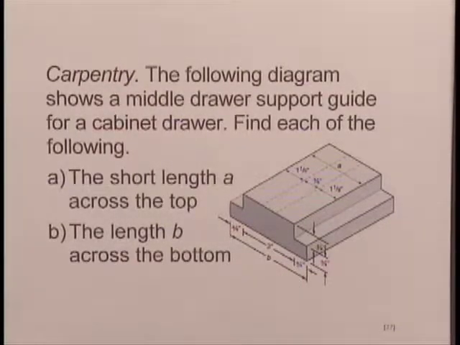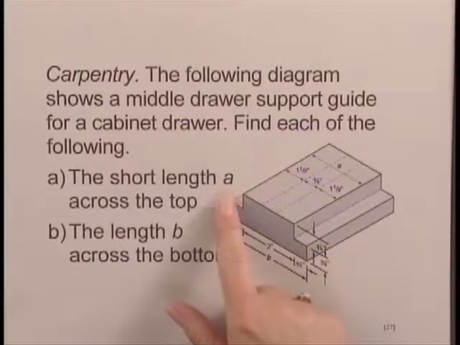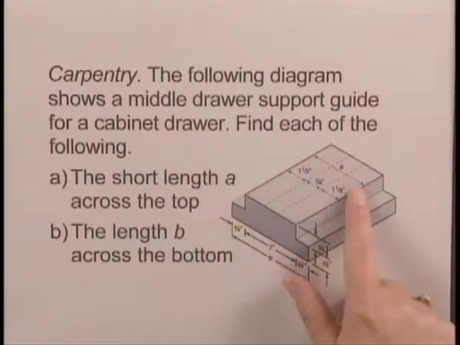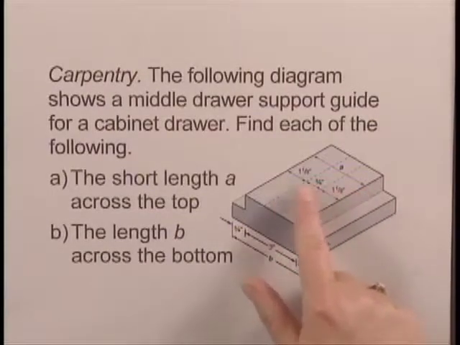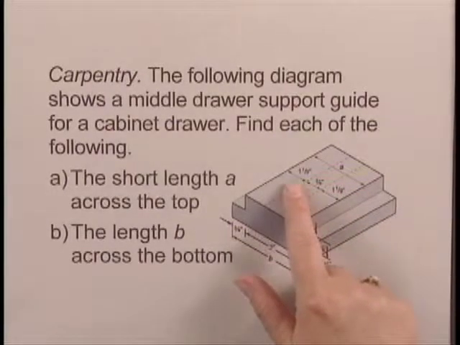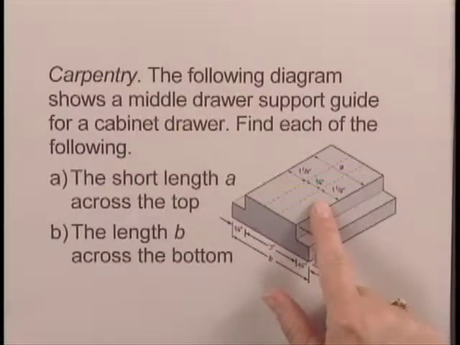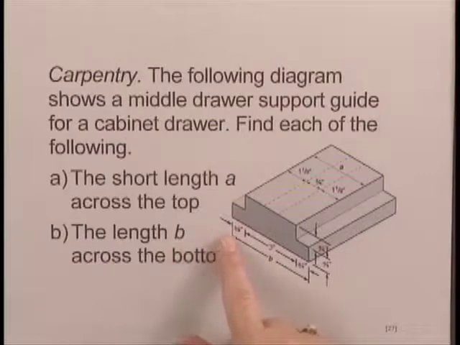The first thing I would do is find the short length A in the diagram, and the length A is this length across the top. And as you can see, it'll be the sum of these lengths that are given: 1 1/8 inches, 3/4 inches, and 1 1/8 inches. The length B is the length across the bottom, and again, that'll be the sum of 3 lengths: 3/4 inches, 3 inches, and 3/4 inches.